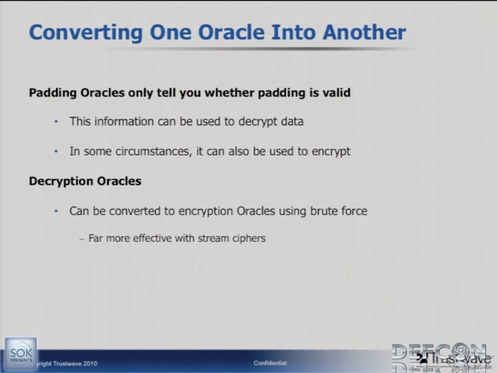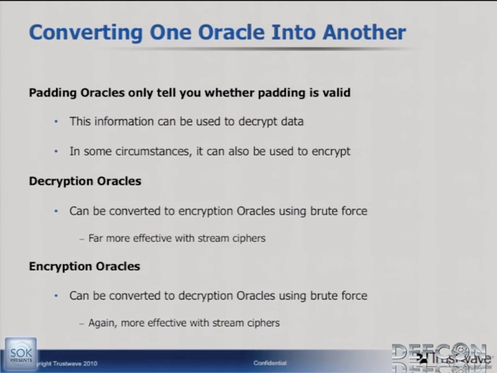So that's a little bit more complex, a little bit more heavy on the queries. Whereas if you're talking about a stream cipher, that's one byte at a time. So you can just guess even one bit at a time until you get exactly what you're looking for.